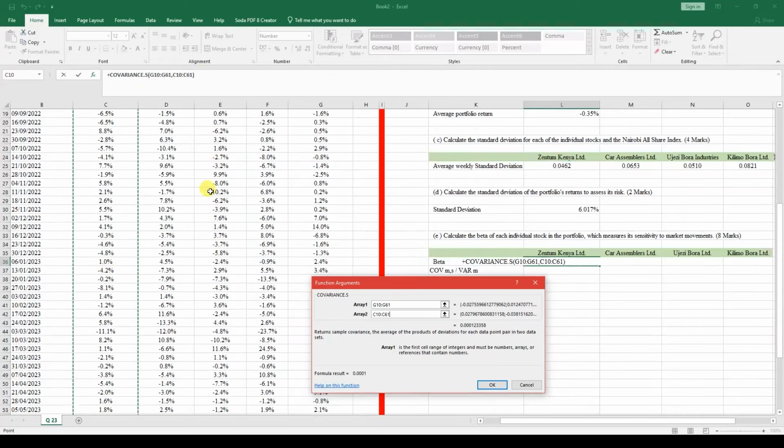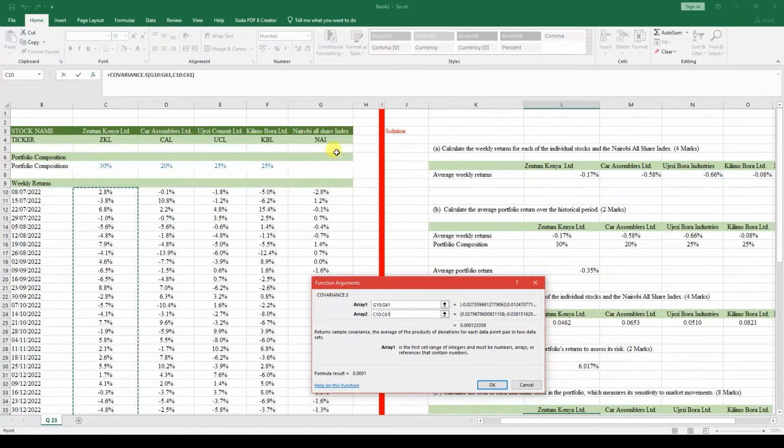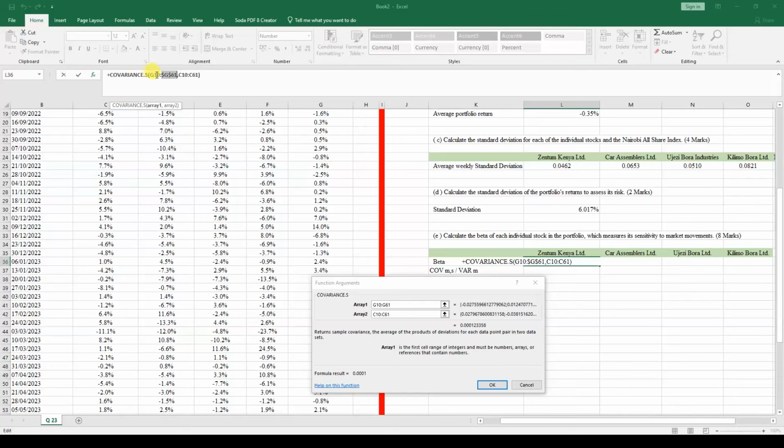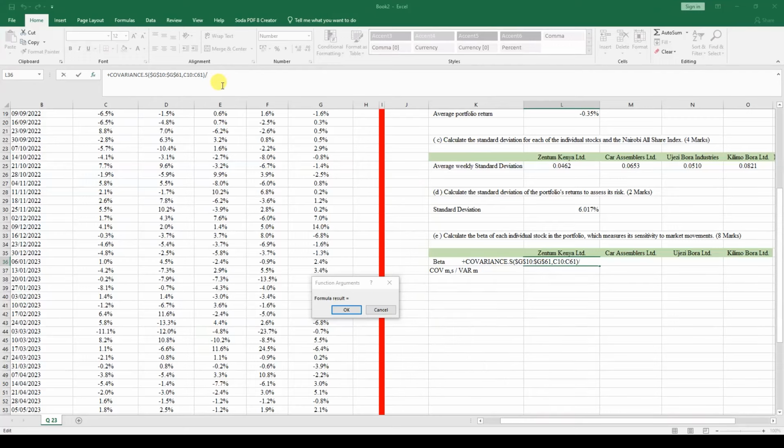So we can lock the one for the market. We are saying this one for G is one that we decide to lock, F4 and F4. Why are we locking it? Because we want to ensure that the covariance of the market remains like that. And then we do what? We divide now, divide by the variance.